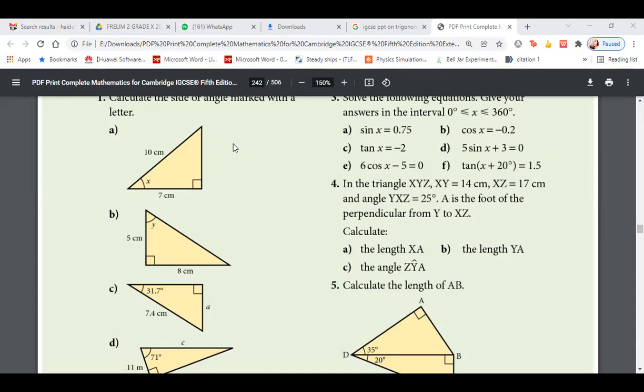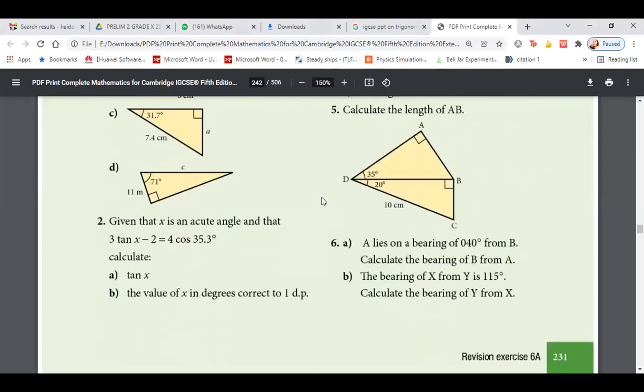Okay, question C. You have to find the opposite side. You have been given the hypotenuse. Opposite side is to be found and hypotenuse is given. What formula? Sine. Very good, sine. So A will be equal to 7.4 sine 31.7, which is equal to 3.9, or 3.89? 3.89. Yeah, 3.89. Okay, cool.